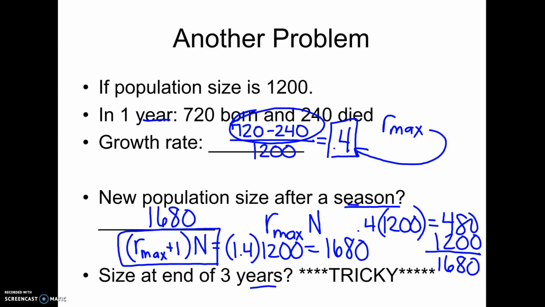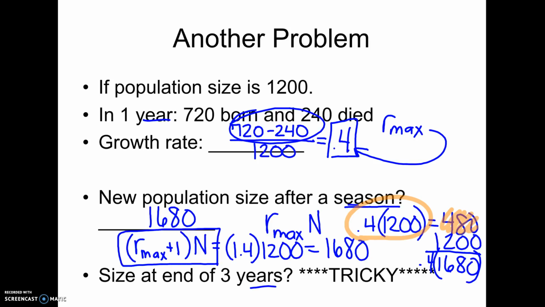Now, tricky question here. It says, what would the size of the population be at the end of 3 years? Again, on the AP exam, I don't know that they would ask you for 3 generations, but they might ask you for 2 generations just to see that you don't make this mistake. Some people might think, oh, well, we just calculated that it's going to grow by 480 individuals per year. Not exactly. You calculated it was going to grow by 480 because that's 0.4 times 1,200. But in the second year, it's going to be 0.4 times 1,680. It's not going to grow by 480 individuals. In other words, if growth is exponential, it's growing by a rate.